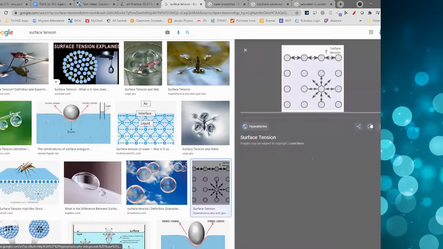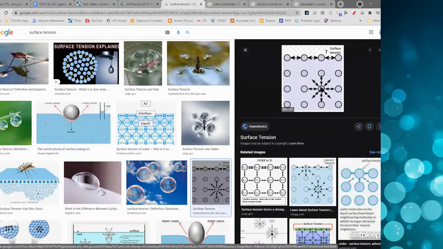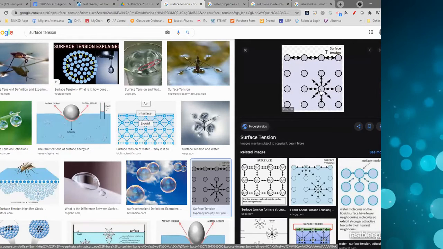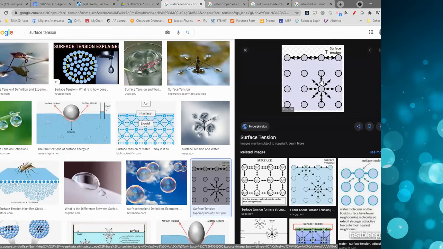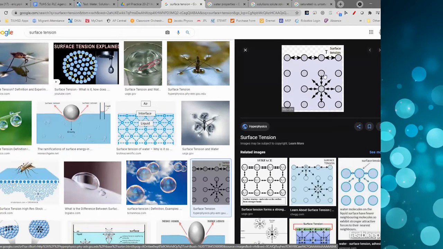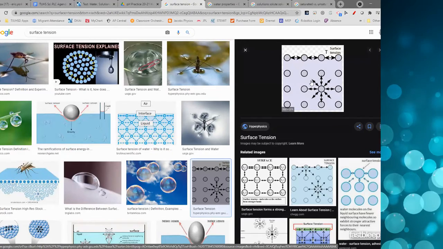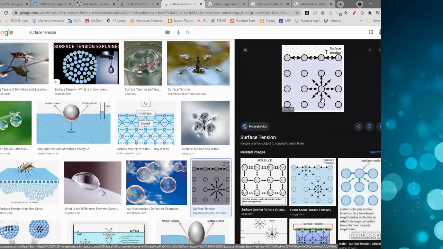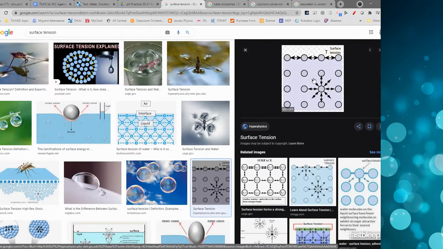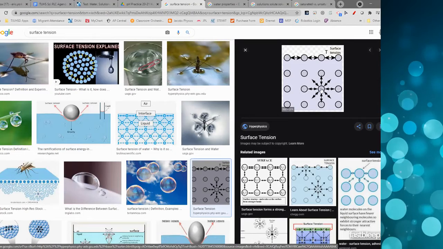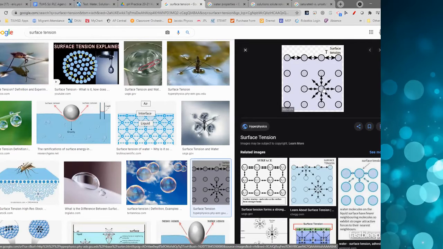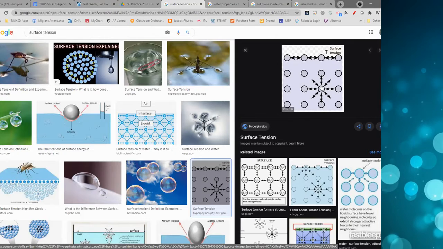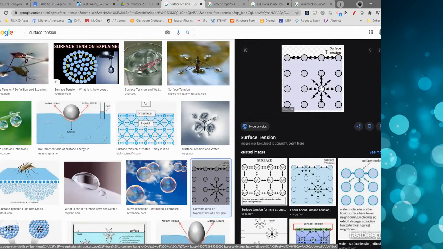So what causes surface tension? Remember we talked about water molecules having hydrogen bonds. Each of these circles represents a water molecule, and the arrows represent hydrogen bonds. These water molecules can attract water molecules all around them: top, bottom, left, right, sideways, diagonal. Those bonds between water molecules can be oriented in any direction.